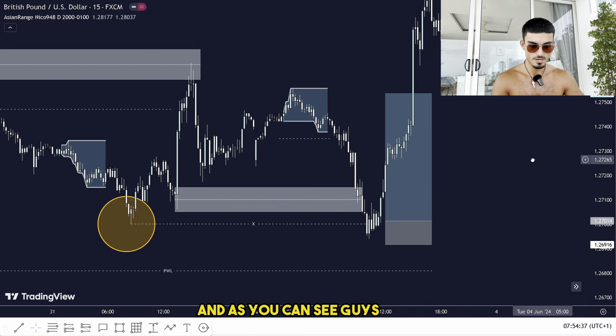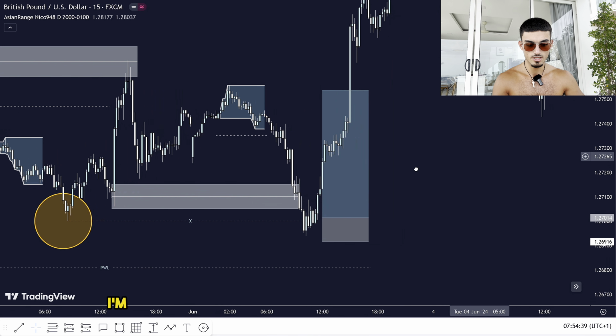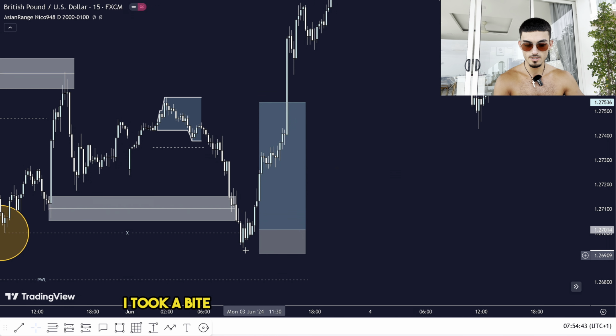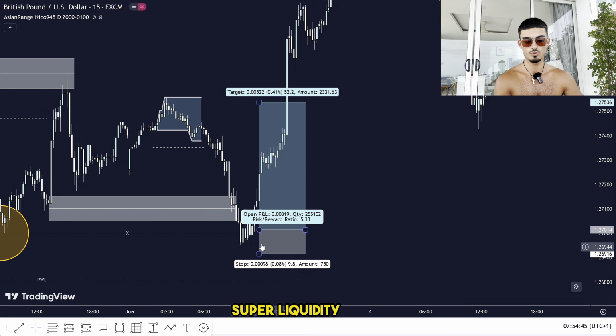And as you can see, guys, a very, very clean trade. I'm going to go into the entry right now. But as you can see, I took a buy after we saw the rejection from the hourly super liquidity.